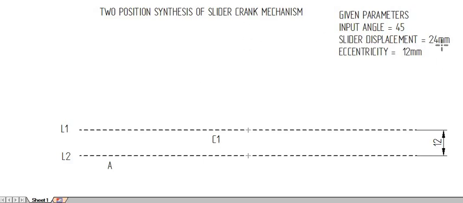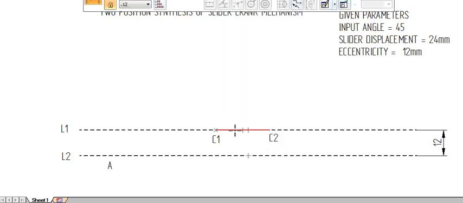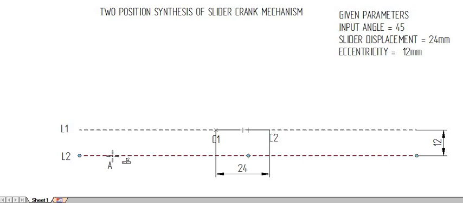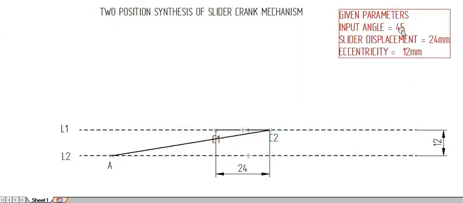Now we are taking the slider displacement 24 mm and drawing a line from C1 at a distance of 24. So this will be the second point, that is the second position of the slider, C2, and the distance will be 24. Now we join point A and C2.